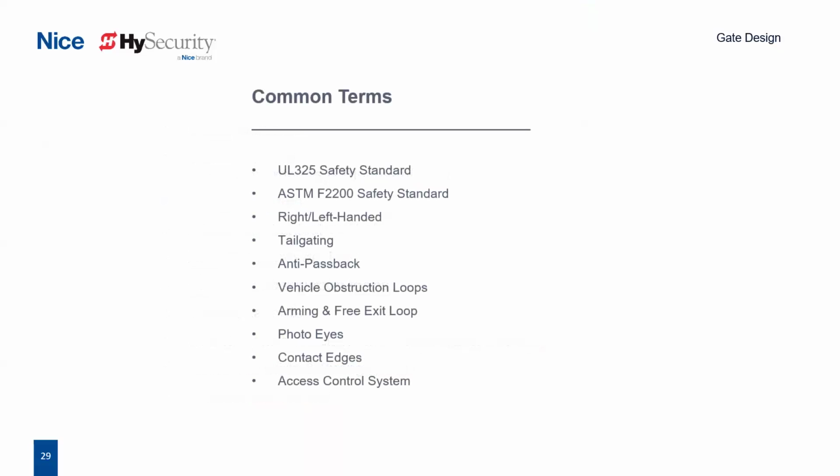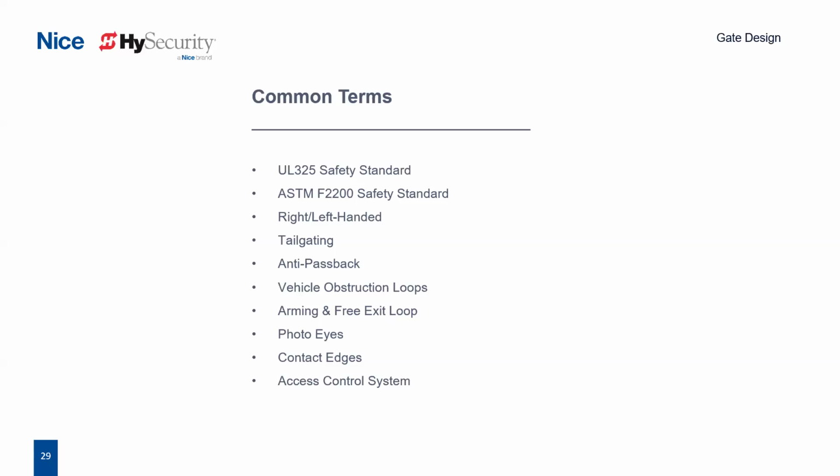Some common terms: the UL 325 safety standard. This is the safety standard that covers the gate operators. It also covers windows, doors, and louver systems. Originally, this was introduced to the world in 2001. It is a dynamic standard, so they do go through changes every few years. ASTM F2200 is the safety standard that covers the gate and anywhere along the fence line the gate travels when opening and closing. Again, this was introduced back in 2001 with the UL 325 safety standard.